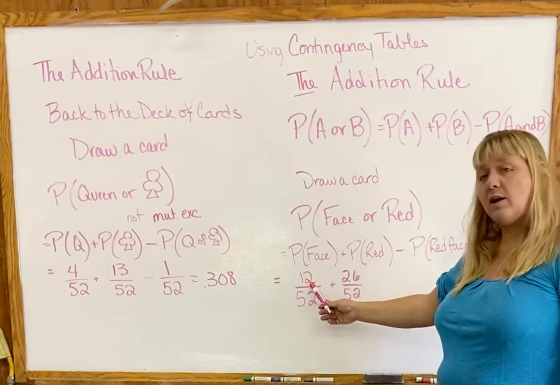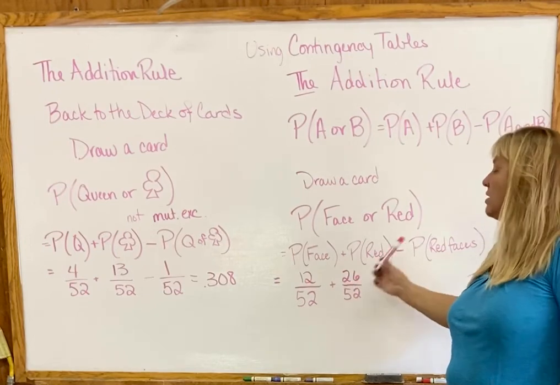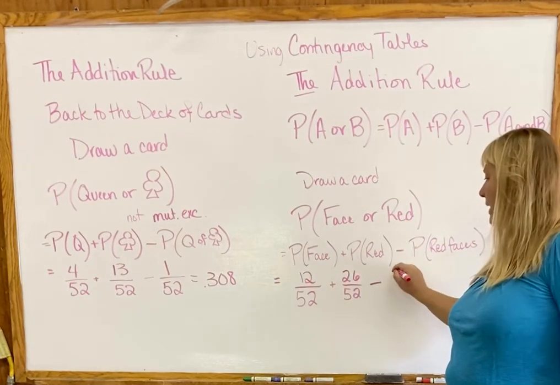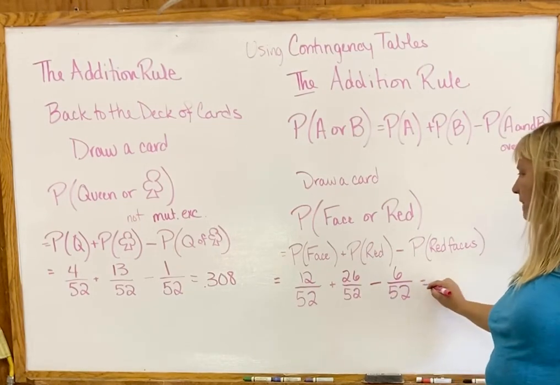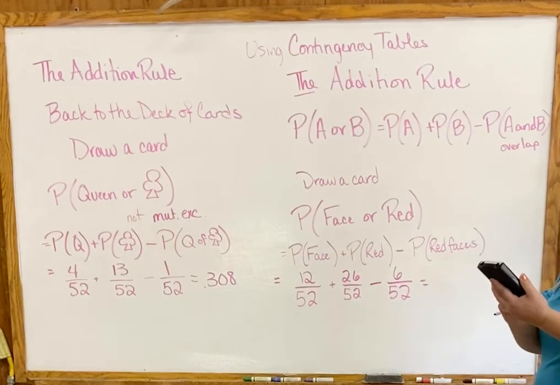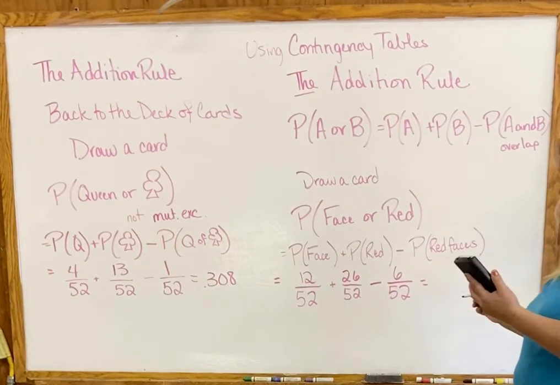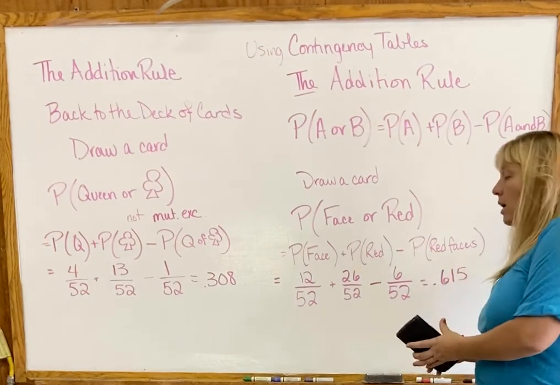Did those 6 red face cards get counted here and here? So we're going to subtract away the 6 that got double counted. And here we will end up with, I got 0.615. Okay.